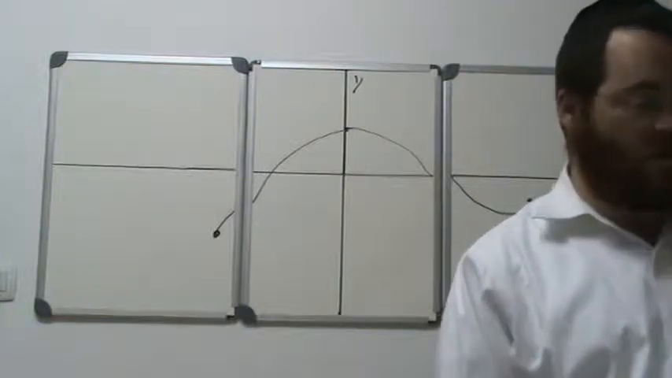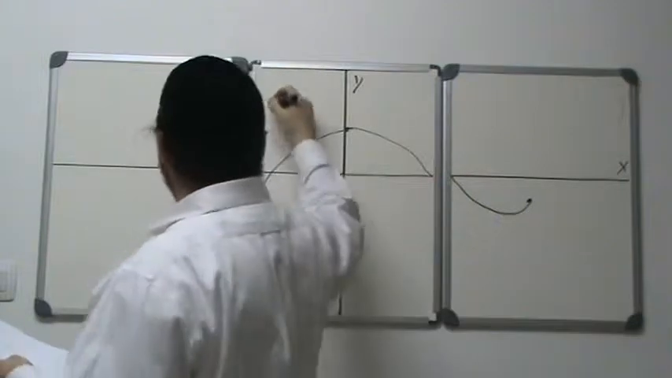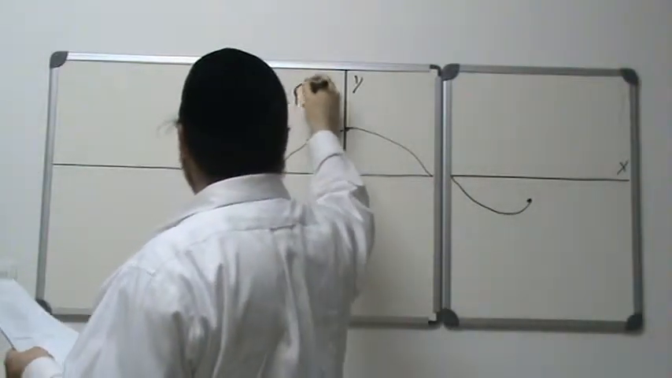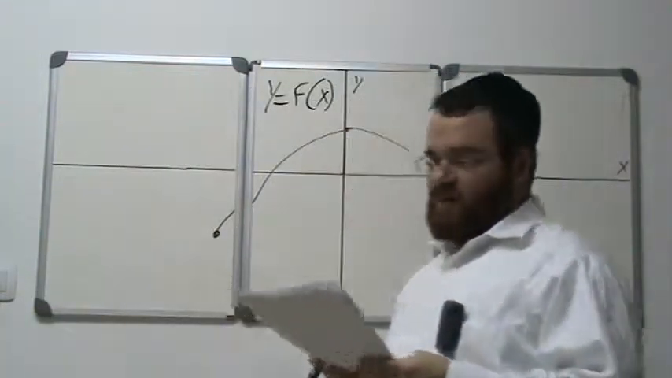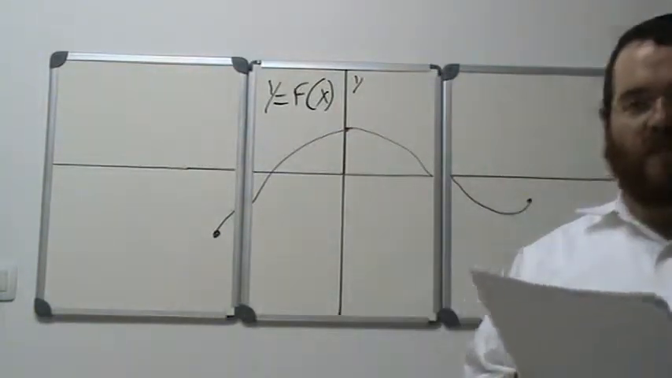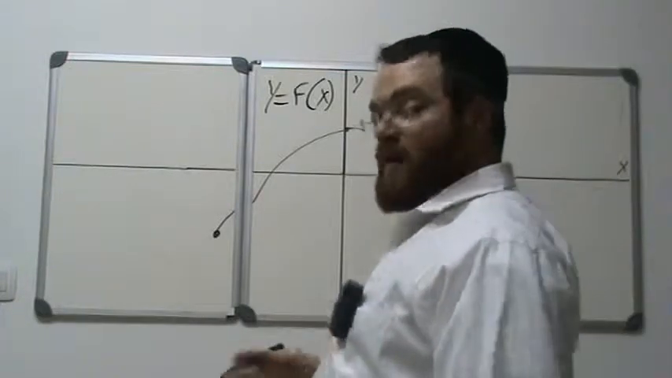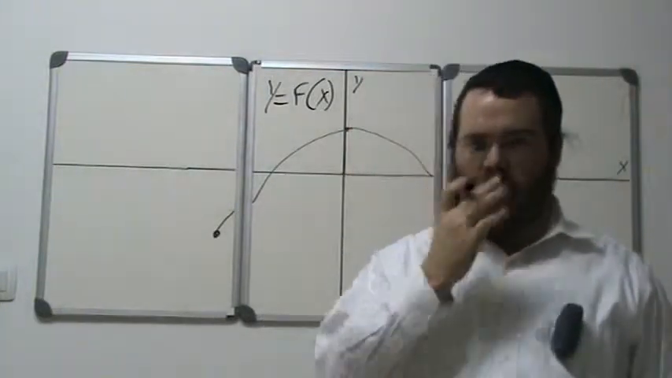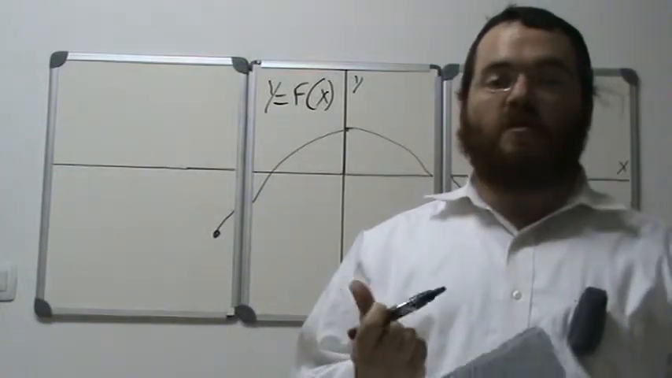Question 32. The graph below represents y is a function of x. That's, or y is equal to a certain function of x. State the domain and range of this function. Well, the domain is the x variable, and the range is the y variable. X could be anything.